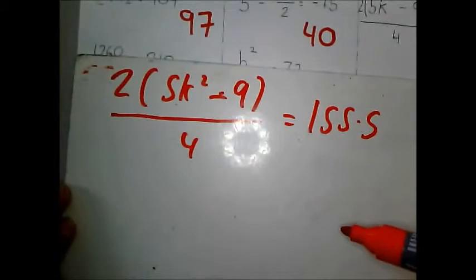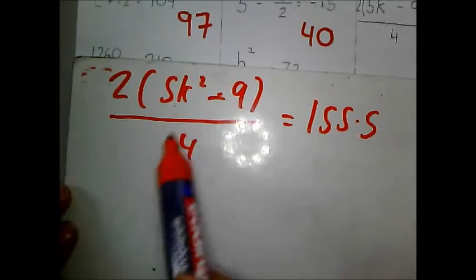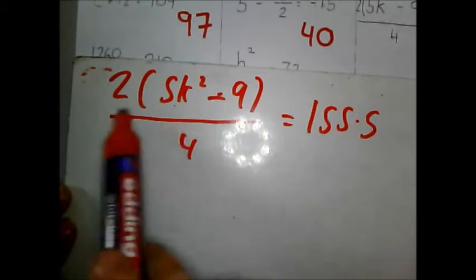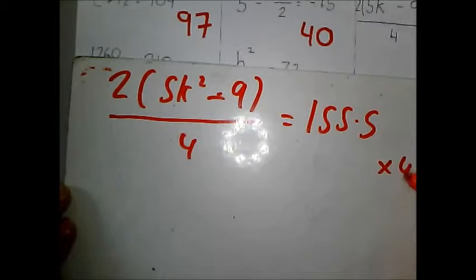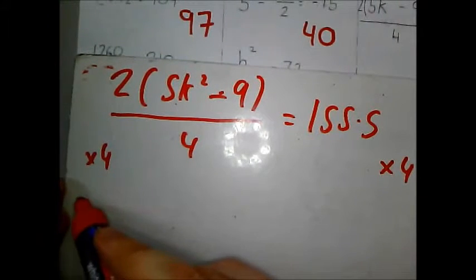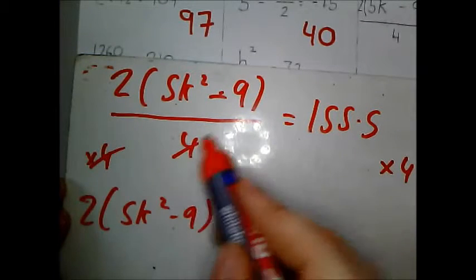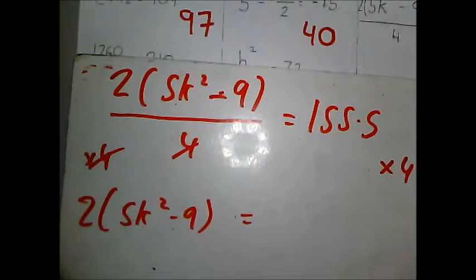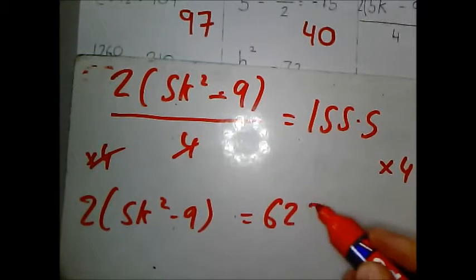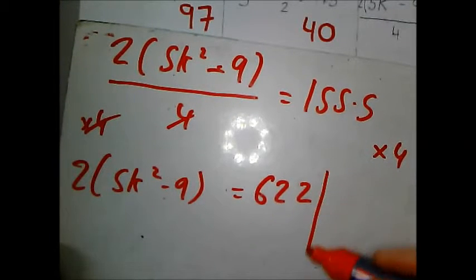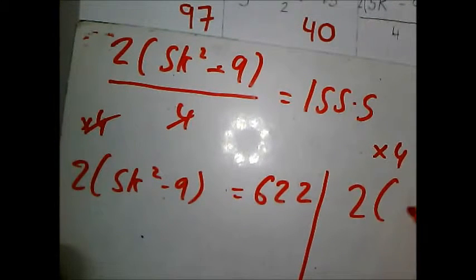Okay, for the final question, I have 2 lots of 5k squared minus 9 all over 4 equals 155.5. Now I'm going to do this 2 ways in a moment, but first step is I don't like having this divided by 4 because this has all been divided by 4. So I'm going to multiply by 4 both sides first. So I'm going to get 2 lots of 5k squared minus 9, because those cancel, equals 155.5 times 4, which is 622.